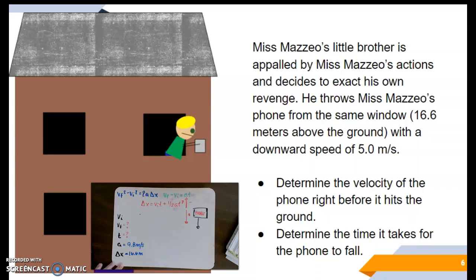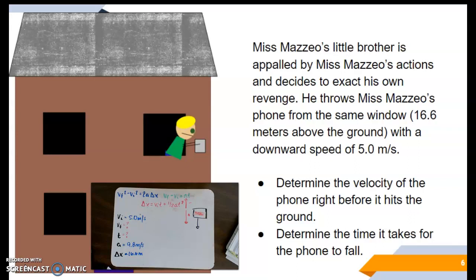Instead of dropping it though, my little brother throws the phone down. So the phone has an initial velocity of 5.0 meters per second. And I can leave it positive even though it's down because I've indicated in my problem that I'm saying down is positive. So we can use the equations just like we did in the previous part of this problem.